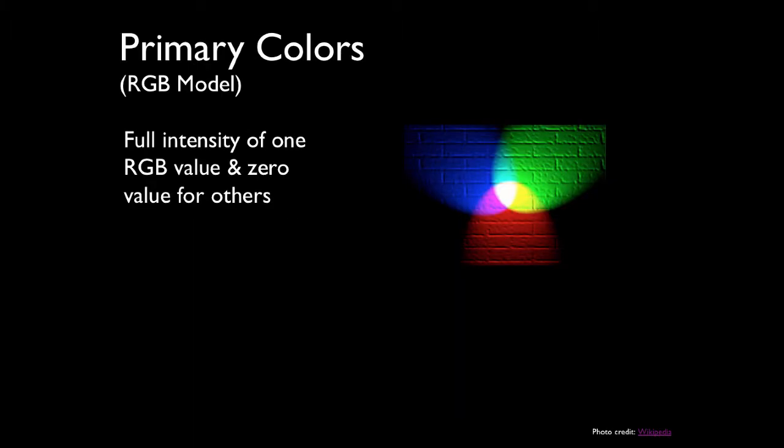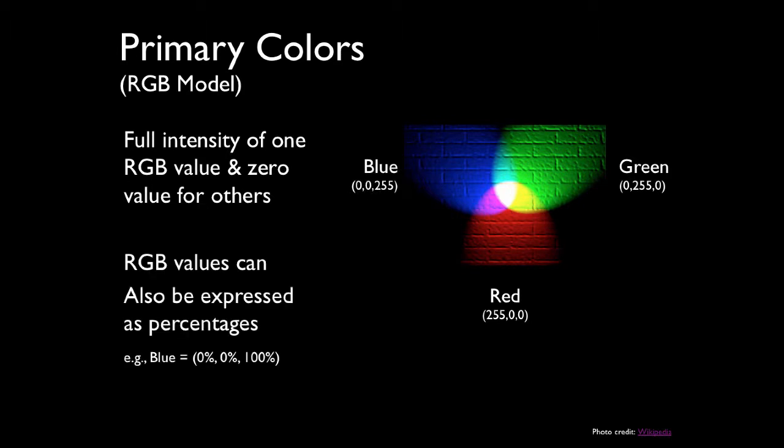So primary color, first of all, what does it mean in an RGB model? Well, it means it's the full intensity of one value for RGB and a 0 value for others, right? So red has a value of 255 for the red, and the G and the B are both zeros. And then you can see how this works out for green as well as blue. Now you may also see this expressed as percentages. So for example, rather than blue being 0, 0, 255, you may also see it as 0%, 0%, 100%, but same concept.